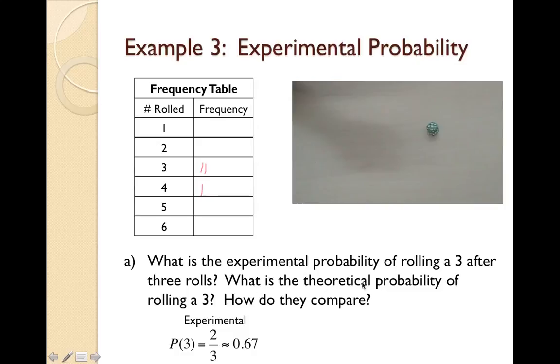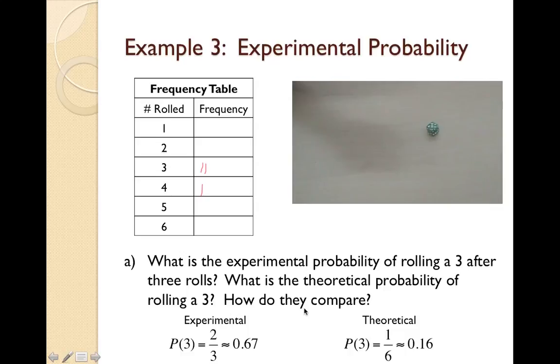Now, what is the theoretical probability of rolling a 3? That goes back to the actual situation. There are 6 possible rolls that you could make. 3 is one of those 6, and so our theoretical probability of rolling a 3 should just be 1/6. That's 0.16.